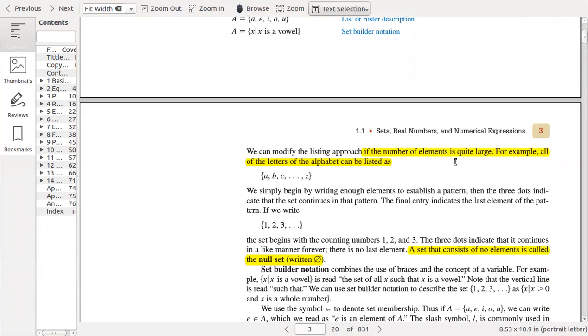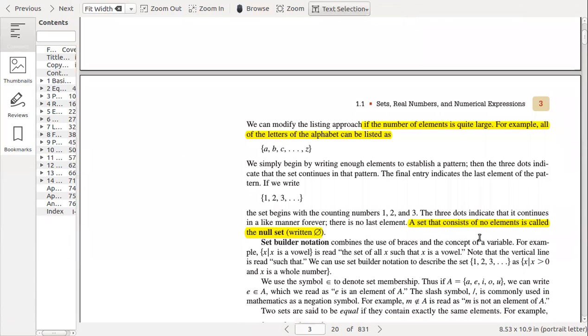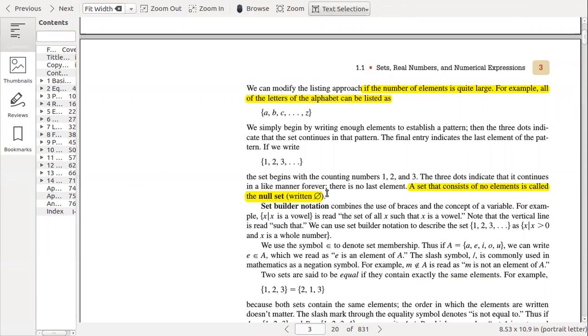If the number of elements is quite large, for example, all of the letters of the alphabet can be listed as a, b, c, and so on, z. We simply begin by writing enough elements to establish a pattern. Then the three dots indicate that the set continues in that pattern. The final entry indicates the last element of the pattern. For example, if the set contains 1, 2, 3, and so on, the set begins with the counting numbers 1, 2, and 3. The three dots indicate that it continues in a like manner forever. There is no last element. A set that consists of no element is called the null set, written as phi.